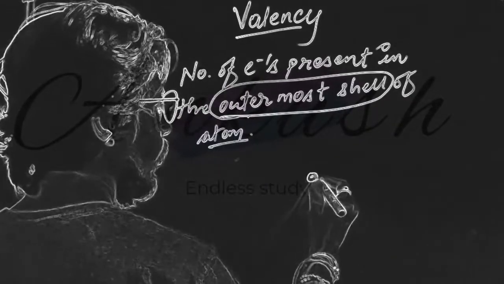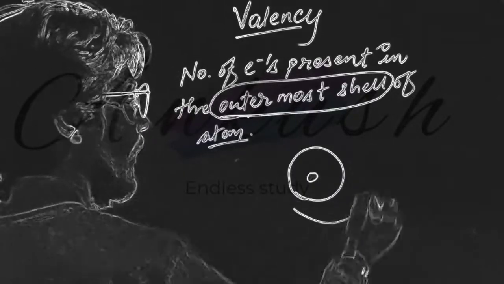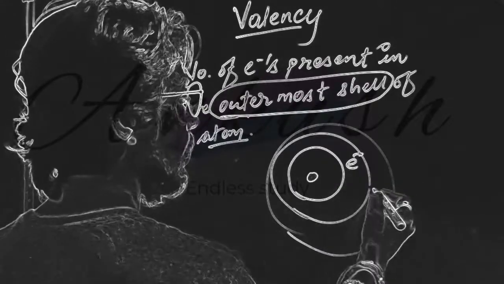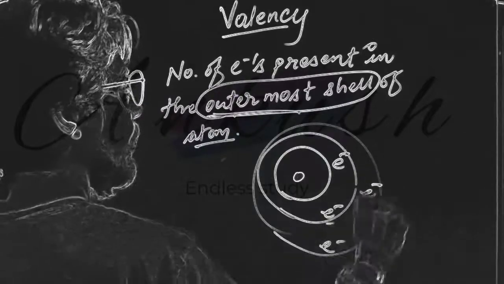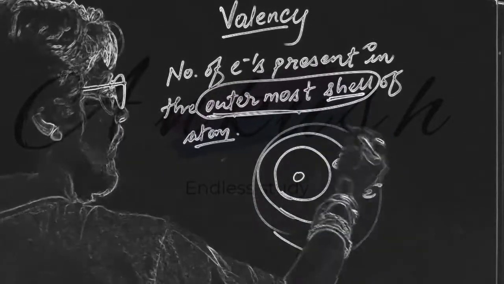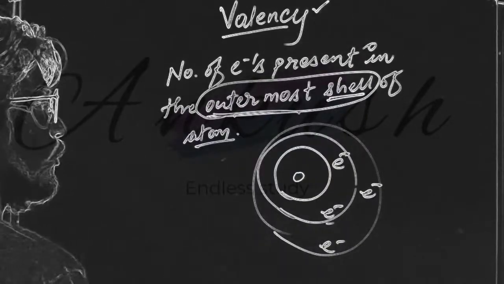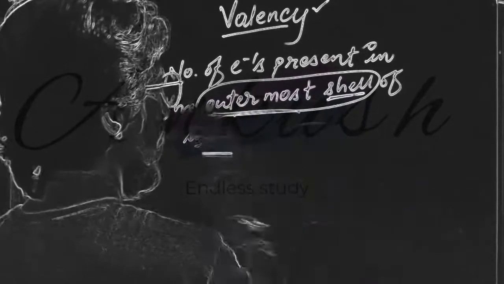In the center we know this is the nucleus. These orbitals are around the nucleus in which the electrons revolve. These electrons revolve in these shells, and the electrons which are present in the outermost shell help in finding out the valency. So first of all we will go through what are shells or orbitals.